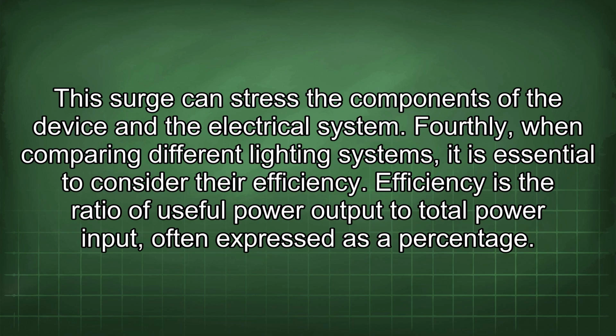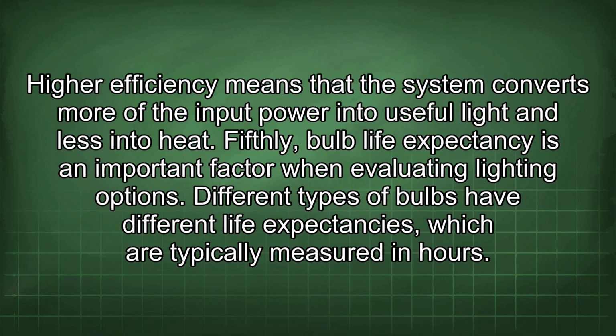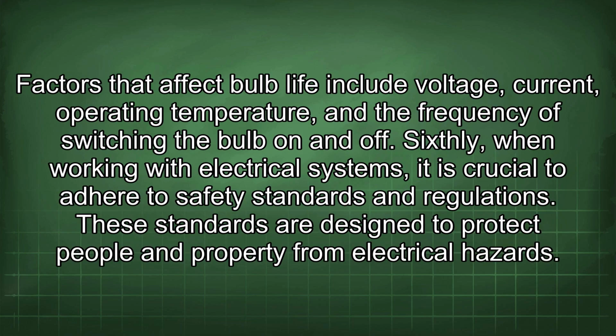Fourthly, when comparing different lighting systems, it is essential to consider their efficiency. Efficiency is the ratio of useful power output to total power input, often expressed as a percentage. Higher efficiency means that the system converts more of the input power into useful light and less into heat. Fifthly, bulb life expectancy is an important factor when evaluating lighting options. Different types of bulbs have different life expectancies, which are typically measured in hours. Factors that affect bulb life include voltage, current, operating temperature, and the frequency of switching the bulb on and off.